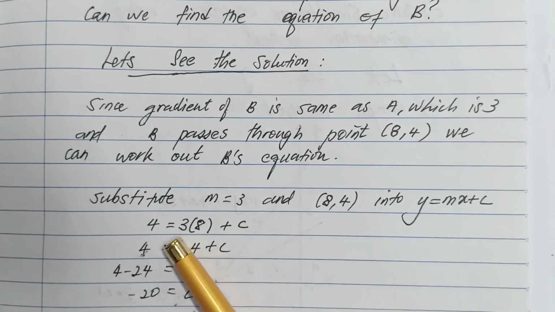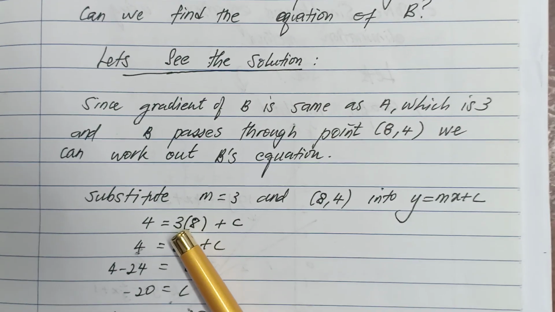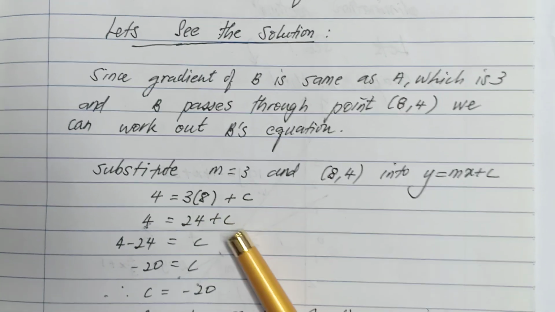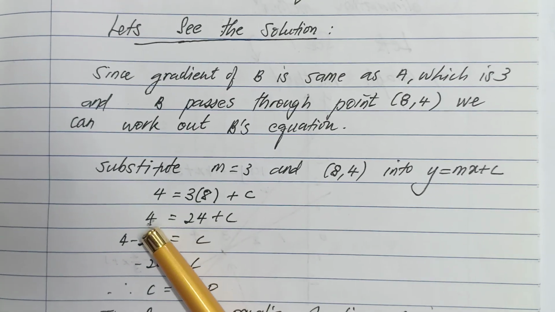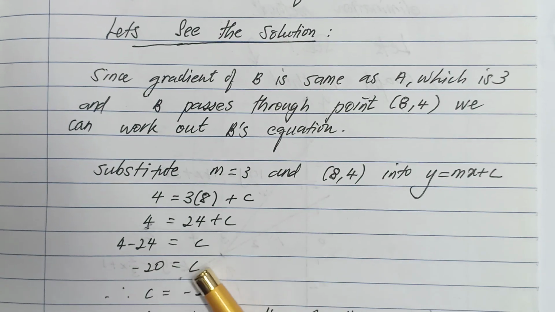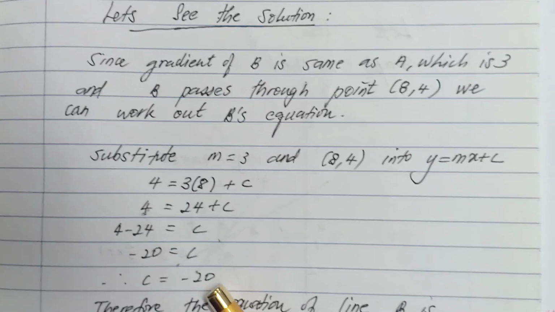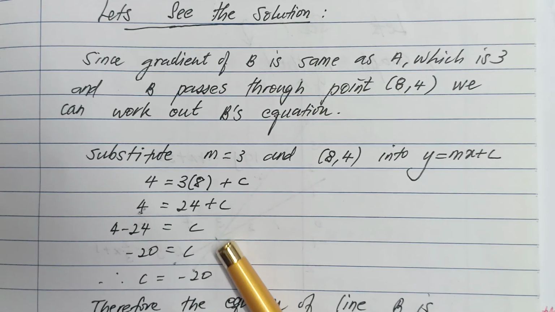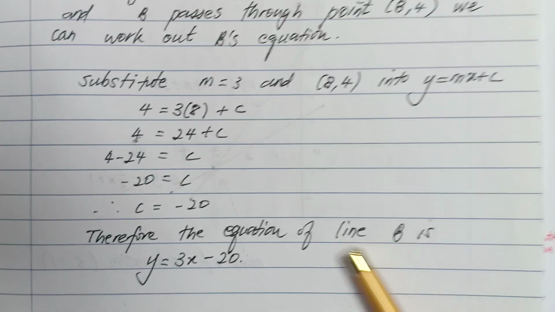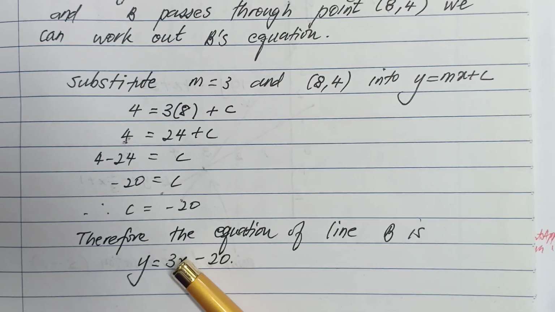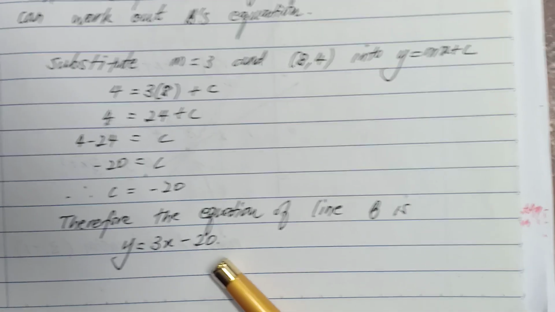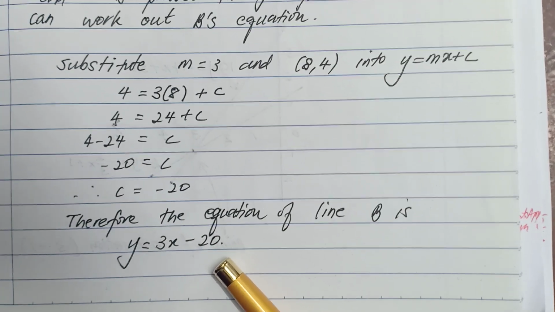So this is your y, this is your gradient 3, this is your x. We are using this equation to find the c value. So this is 24, this is 4. Bring the 24 over to the left, get negative 24, so c is negative 20. Now, once you get c as negative 20, using y equals mx plus c, y becomes 3x minus 20. So very simple, you can get the equation done.